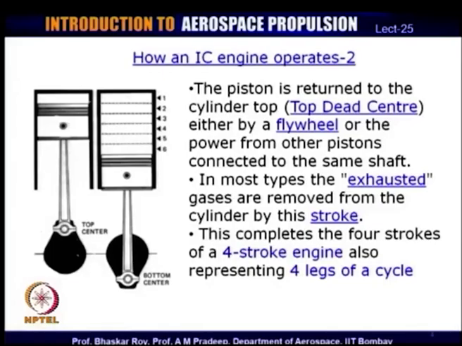So, same thing here, typically these IC engines have 4 strokes, and these are often called 4 stroke engines, and only one of the strokes is power creating. Now, how does the motion of the piston get sustained over the other 3 strokes?